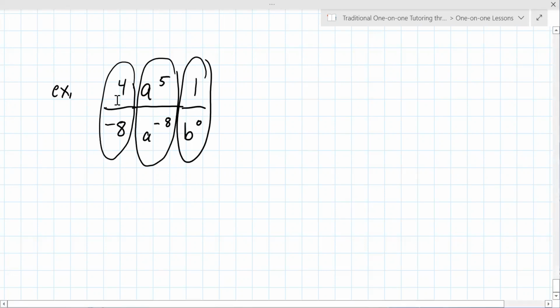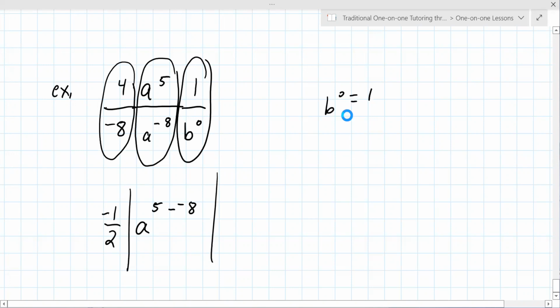So what is 4 divided by -8? -2. -1/2. Oh, negative one, because the number in the bottom's larger, so it's got to be a fraction. Now again, you could probably do it, but I would recommend just writing it 5 minus a -8. Don't try to make too much out of it. We're just working on these little pieces, and then b to the 0 is really 1.